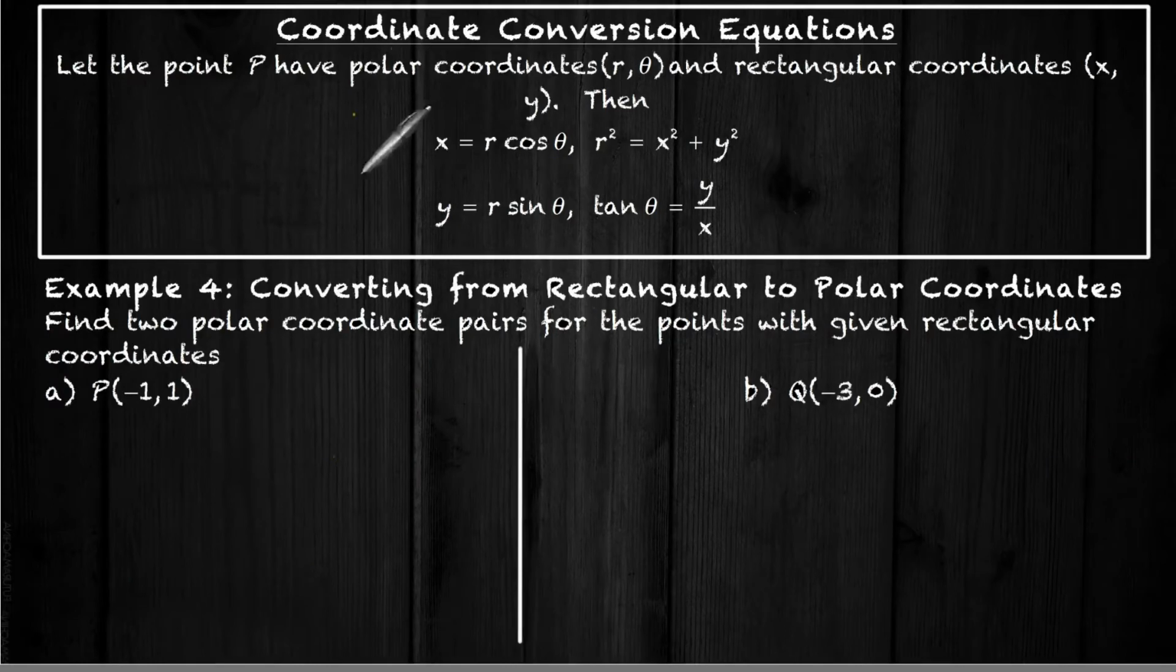All right, now in example 4, we want to go backwards, and now we are given a point P in rectangular coordinates. So let's see if we can figure out where that is.